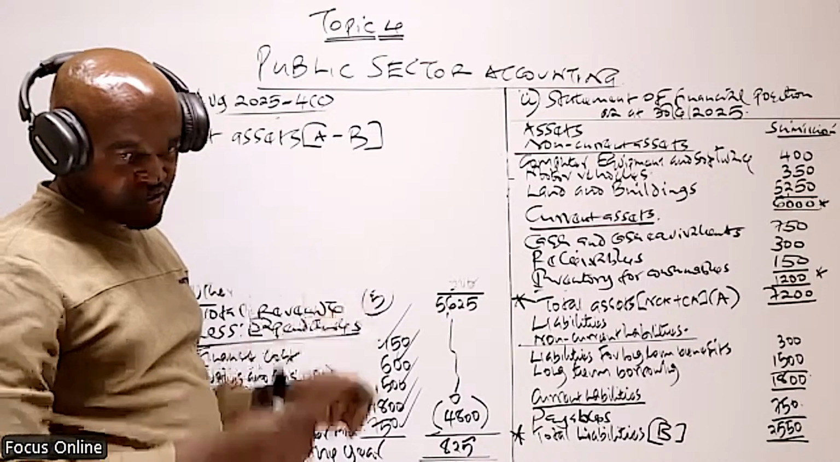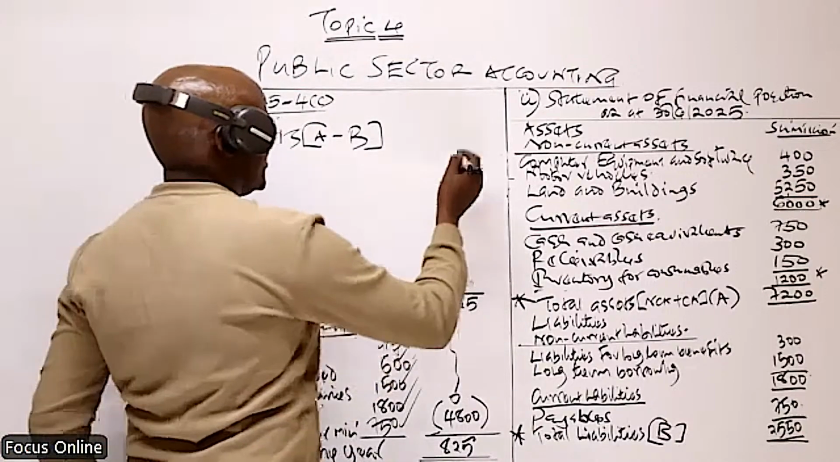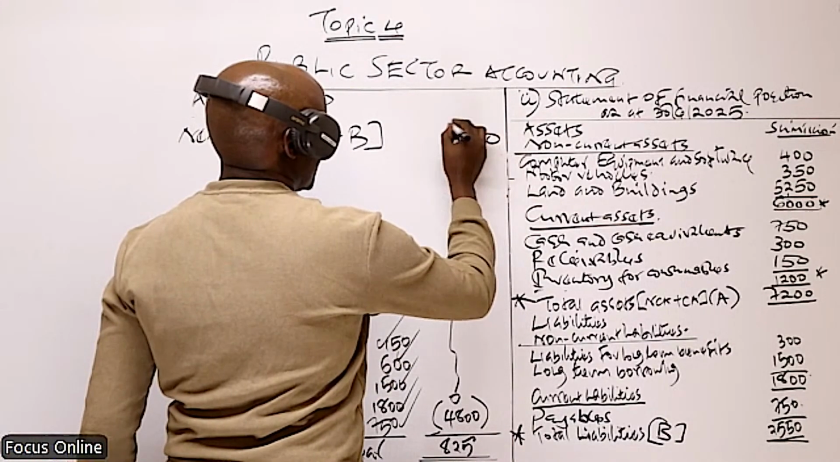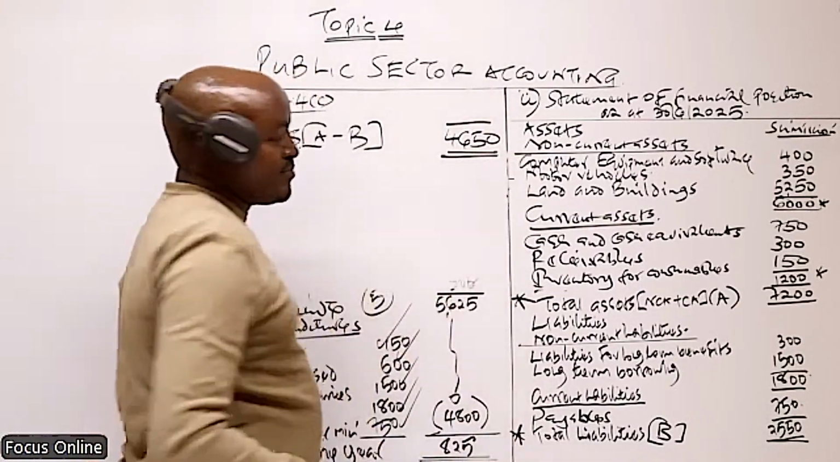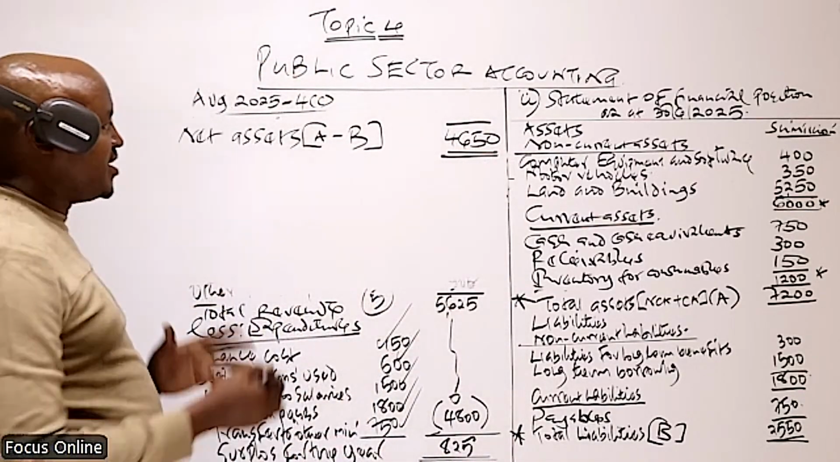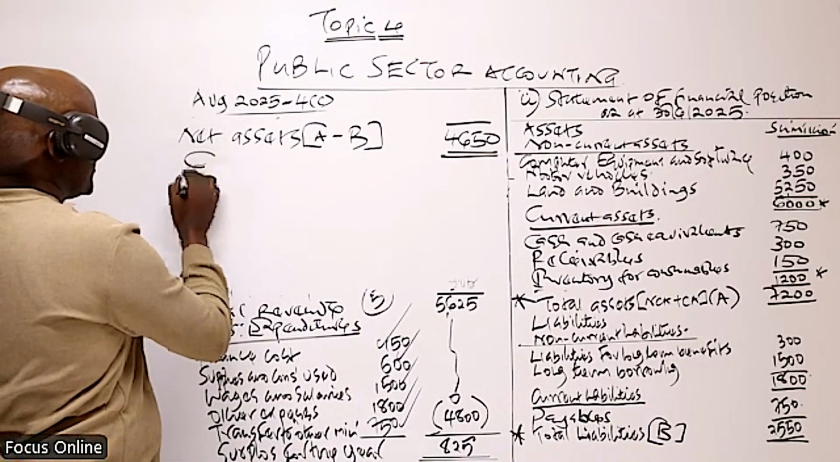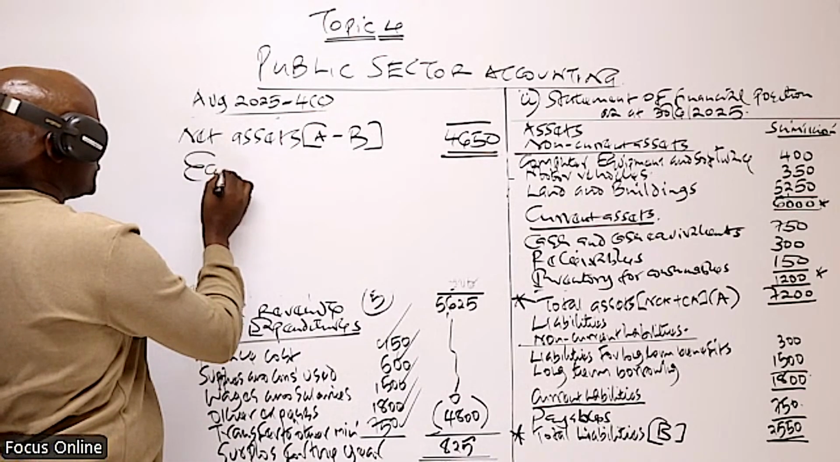Will give us how much? That one. It will give us 4650. So basically double underline search. We double underline search. So after double underline search, we finally record what? Equity. So basically I've said equity.